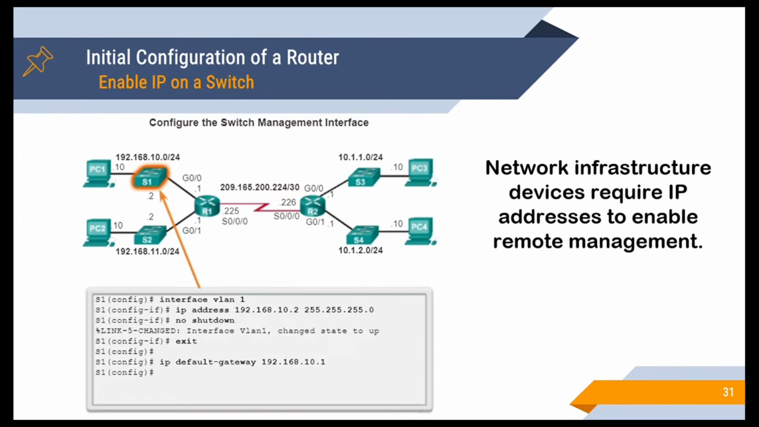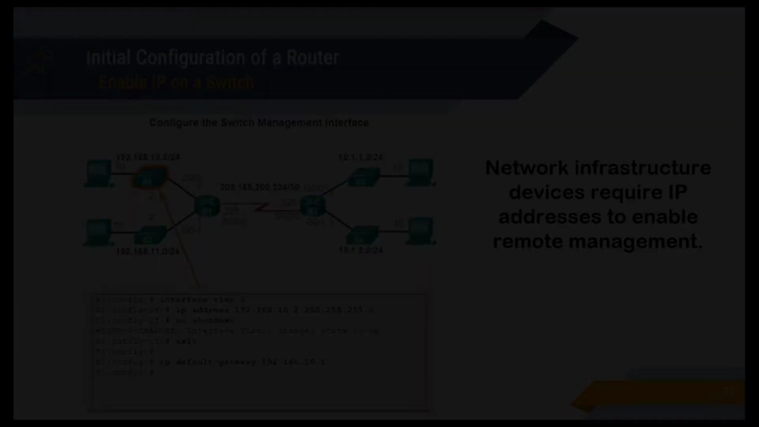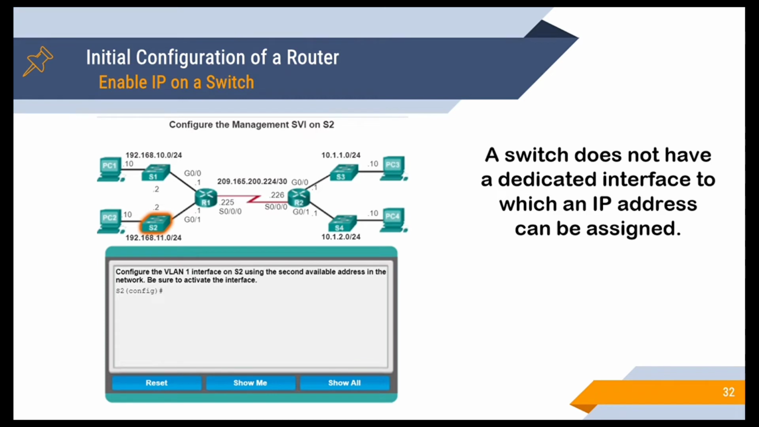For example, in the figure, the SVI on the layer 2 switch S1 is assigned the IP address 192.168.10.2/24 and the default gateway of the router located at 192.168.10.1. Use the syntax checker in the figure to configure the layer 2 switch S2.